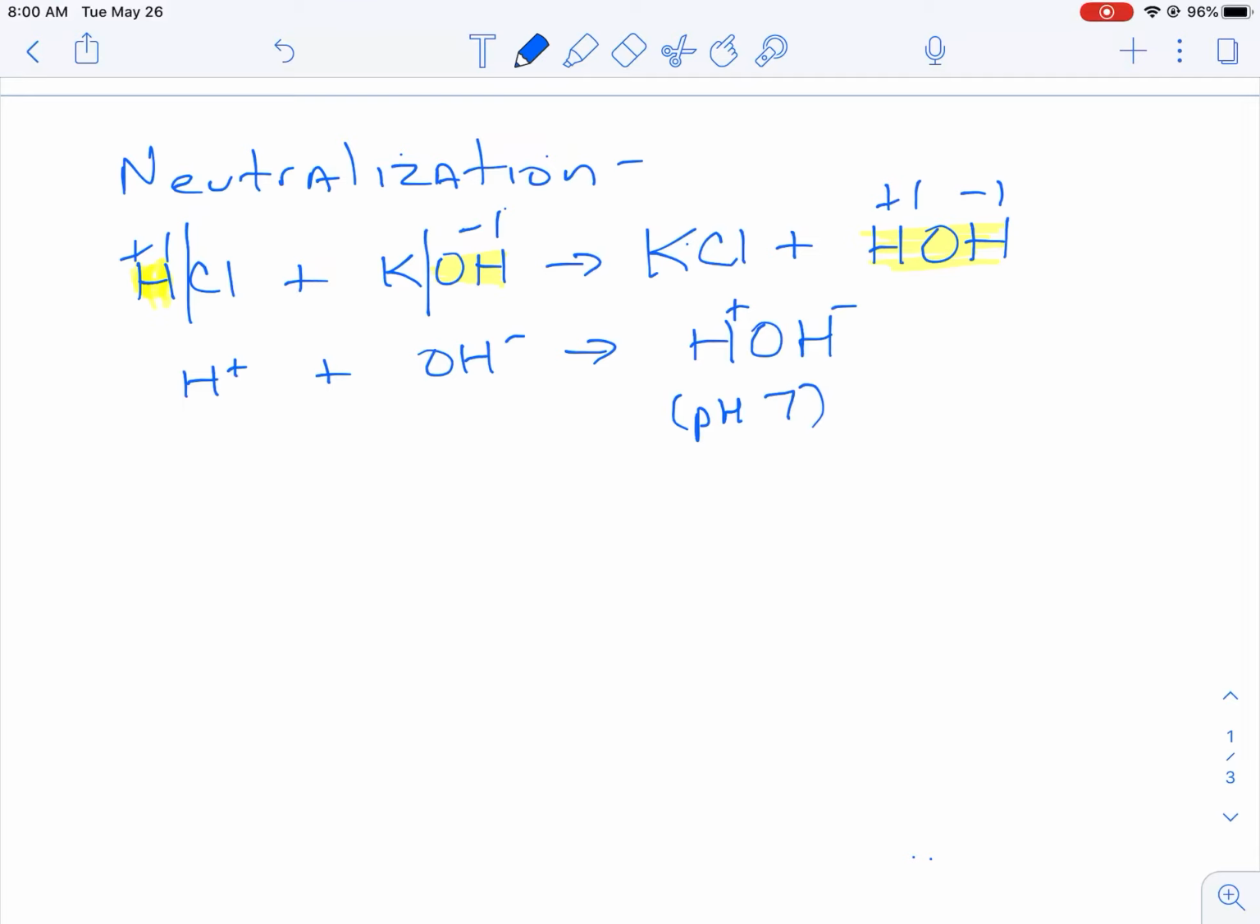So neutralization is the mixing of an acid and a base creating salt and water. And the net ionic equation that we have with this is simply, there's our H, there's our OH, and we're making HOH, pH of 7.